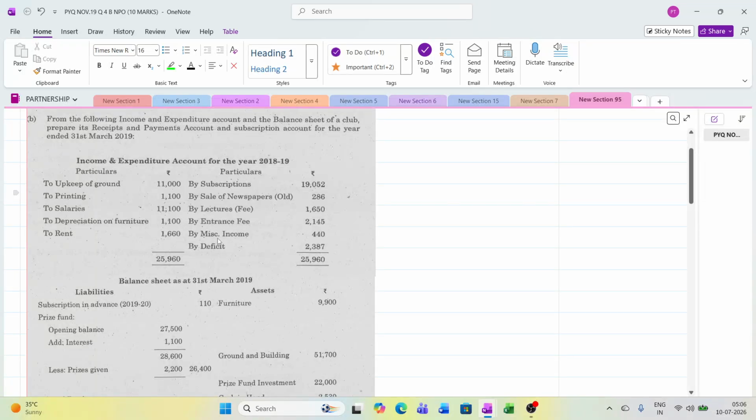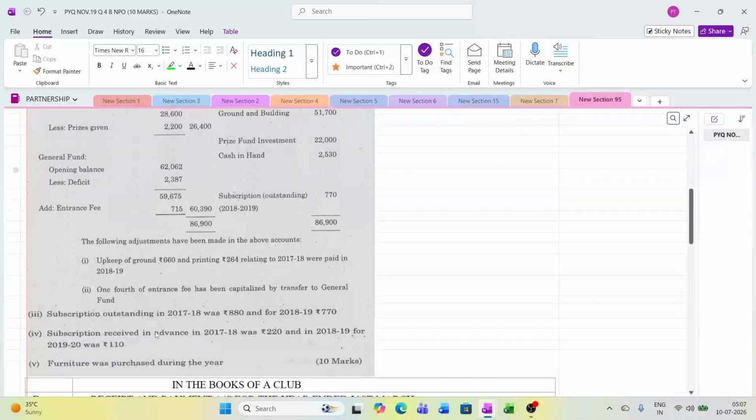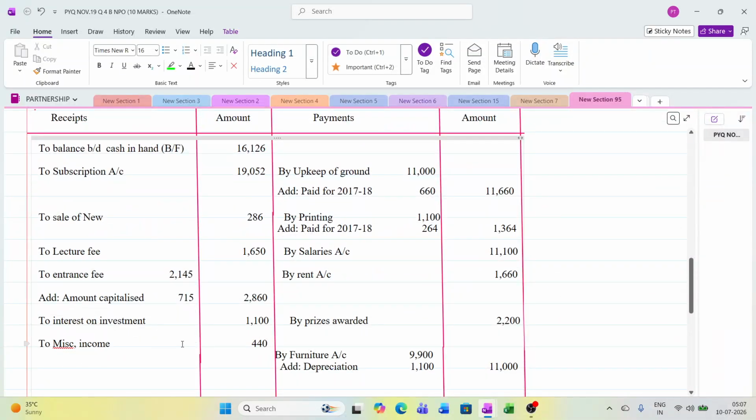Now coming to miscellaneous income. There is no adjustment given. So take it as such and deficit will not appear. Okay. So miscellaneous income 440. Deficit will not appear.